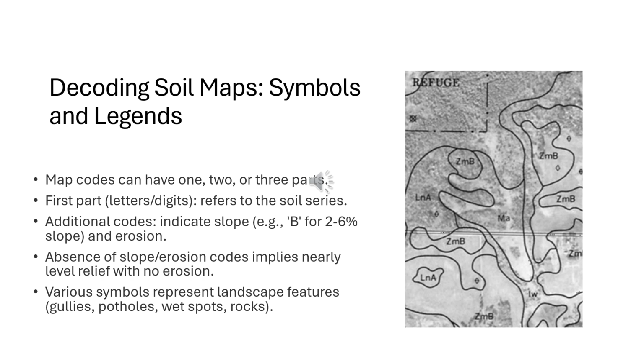Beyond these codes, soil maps also use various symbols to indicate important landscape features like large gullies, deep ravines, drainage ditches, small potholes, or areas with surface stones and boulders. Learning to read these symbols is key to interpreting a soil map accurately.